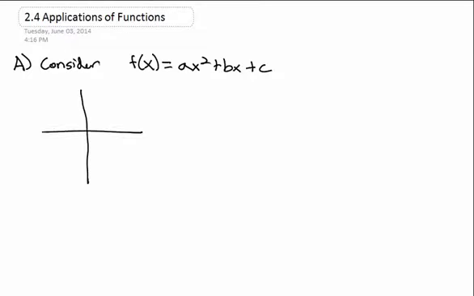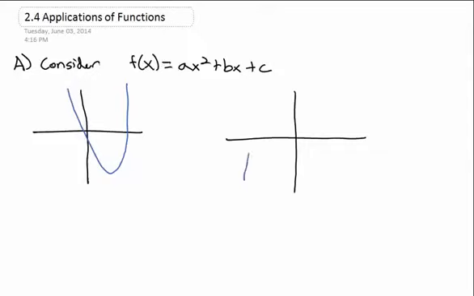Section 2.4 is going to take a look at some applications of functions, specifically around the quadratic equation. So just to set this up visually, I want to consider the graph of f of x equals ax squared plus bx plus c. And depending on what a, b, and c are, this graph is going to look like one of two things, maybe moved around, maybe a little wider, and maybe a little skinnier. It might look something like this, a parabola facing up, or it might look something like this, a parabola facing down.